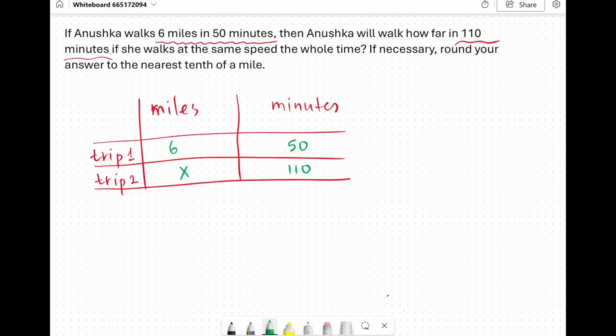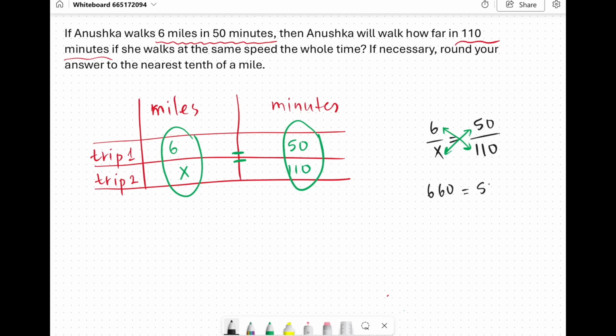This is your proportion. We have our one fraction, 6 over x. We're going to place the equal sign here, and then this is our second fraction. 6 over x equals 50 over 110. Let's find our cross products. 6 times 110, that is 660. And 50 times x is 50x.